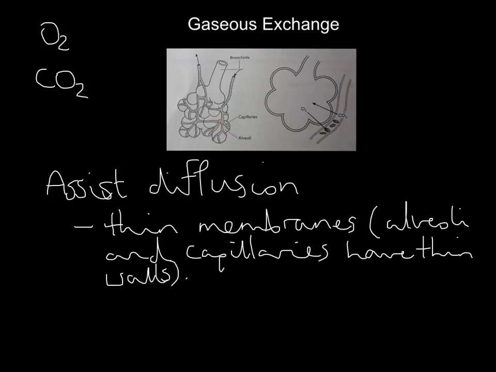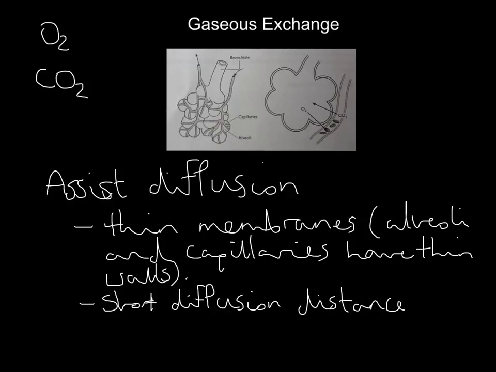Another way is a short diffusion distance. Look at the diagram above. The distance between the alveoli and the capillary is nothing. It is next to nothing, okay? So the gases aren't going to diffuse out of one and then struggle to find their way into the other. They're going to diffuse out of one and straight into the other. So we've got a very short diffusion distance.